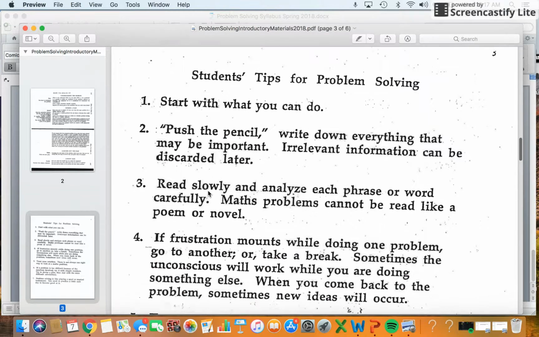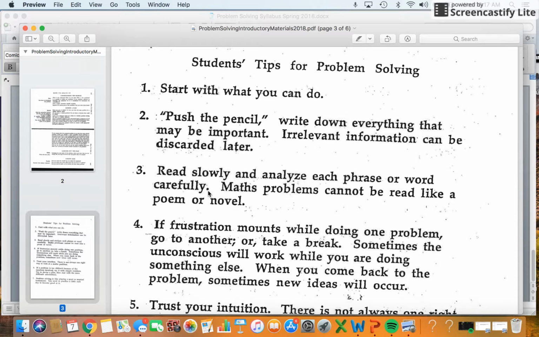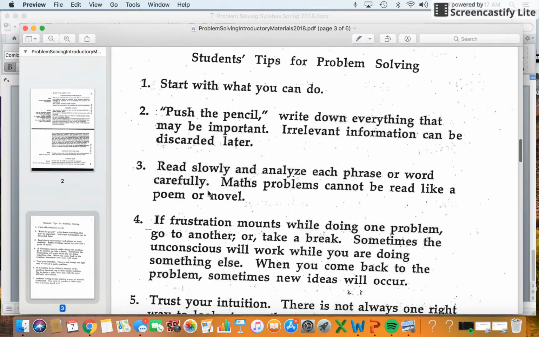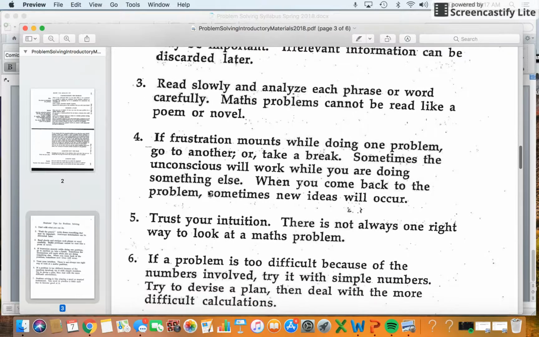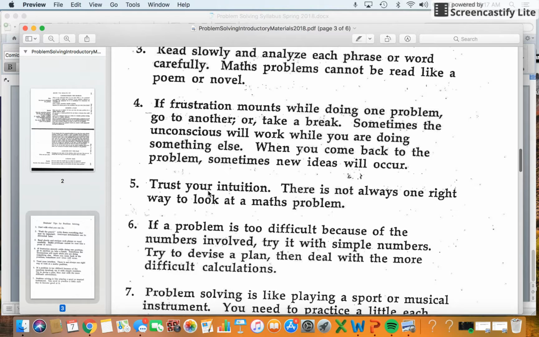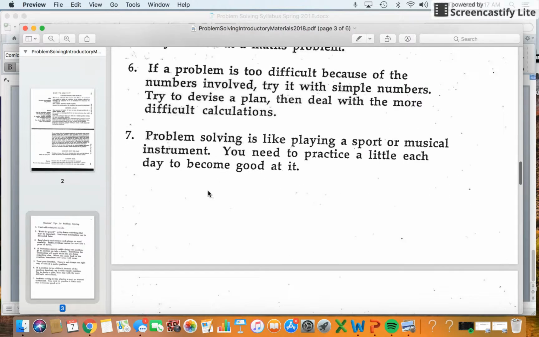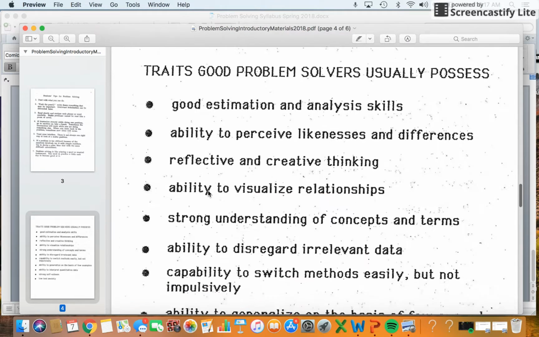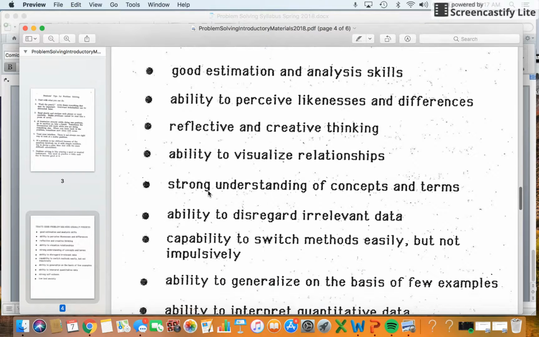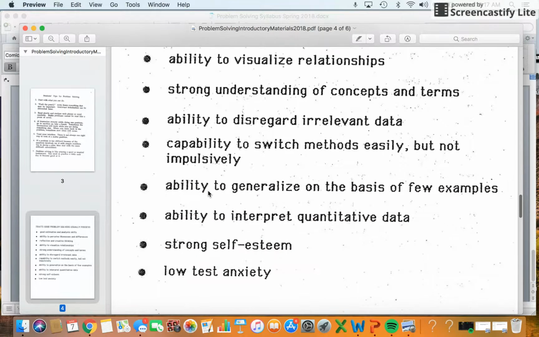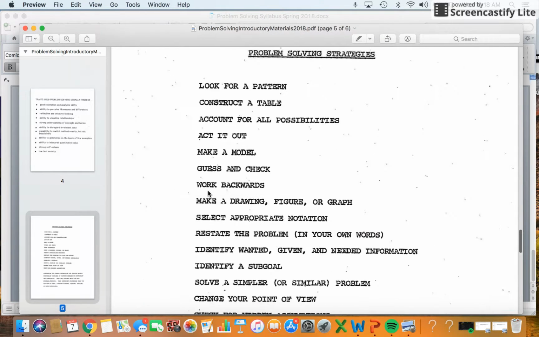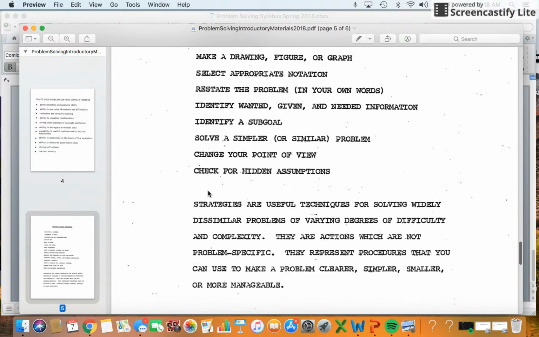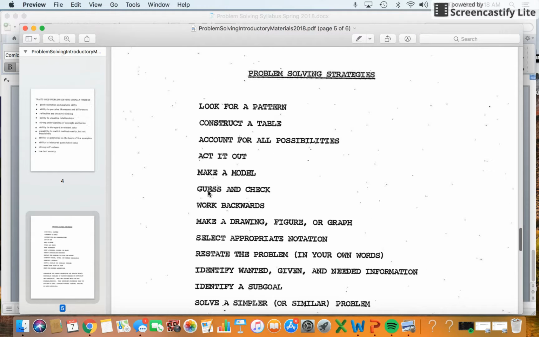I have some tips for problem solving in here as well. You have this emailed to you so you can read these. This is just in case you have trouble getting started. I'll let you read that on your own. Also, some traits of good problem solvers, just for you to have. Some of those are pretty nice things to have. More pattern, more problem solving strategies. I saw that: look for a pattern, more patterns.